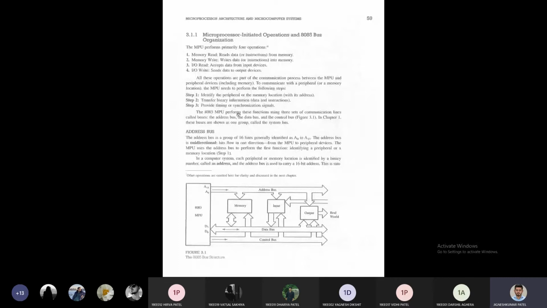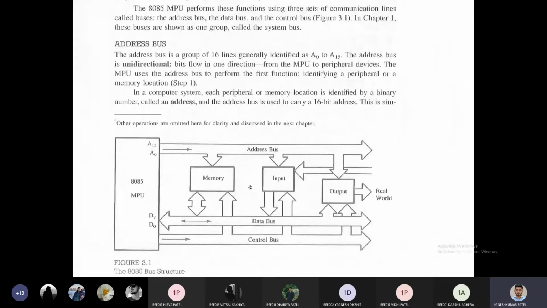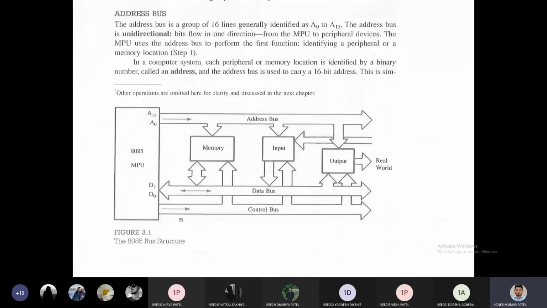From this point onward you have to read 3.1.1, microprocessor initiated operations in 8085. I'm going to take this book, and I'll let you know which part of the book you should follow and which you should not. So see, this is the block diagram of the bus structure. We have studied what is address bus, data bus, and control bus. So 8085 will be connected with address, data and control buses.